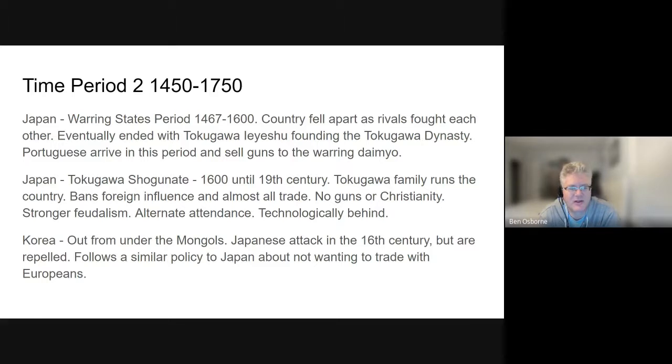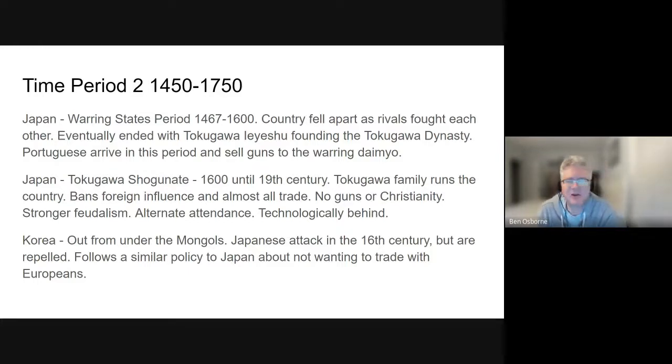All right, so when the Tokugawa shogunate takes over from 1600 until the 19th century, the Tokugawa family runs the country. They will ban foreign influence in almost all trade. So the only place they allow trade is going to be in Nagasaki on this little island. They don't want religion or anything like that. They don't want guns. So no guns or Christianity is kind of the basis there. They will have this strong feudalism.